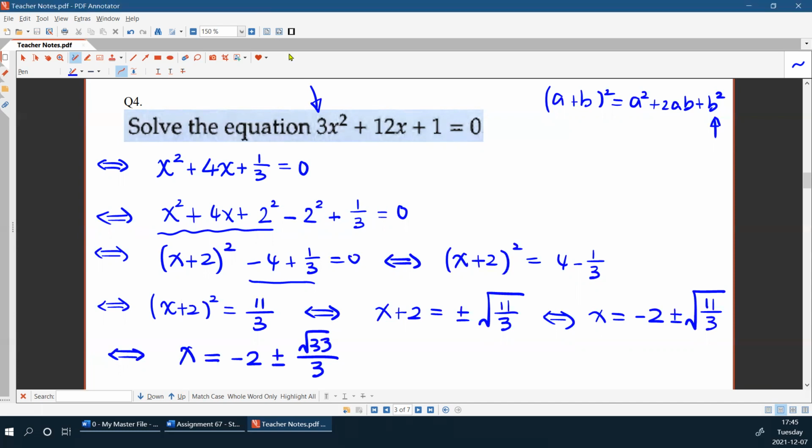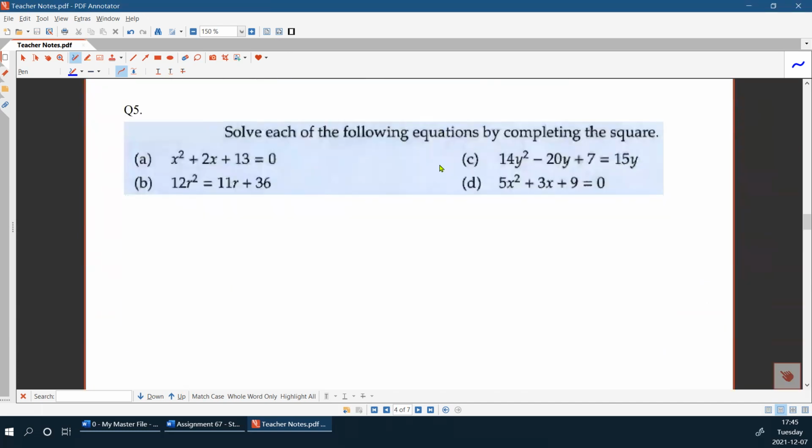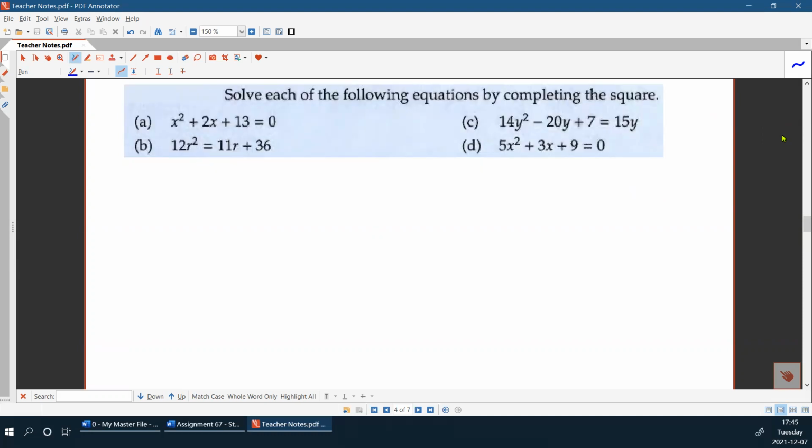All right, if you don't have any questions, let's have a look at question 5. There are 4 questions. Solve each of the following by completing the square. Okay, again, we're using the completing the square method to solve each of them. For the first one, in order to use the method, you need to add a term, right? We have a square and then 2ab. We need b squared, right? So 2ab is 2x. Apparently 2x is multiplied by 1, right? So the other term must be 1 squared.